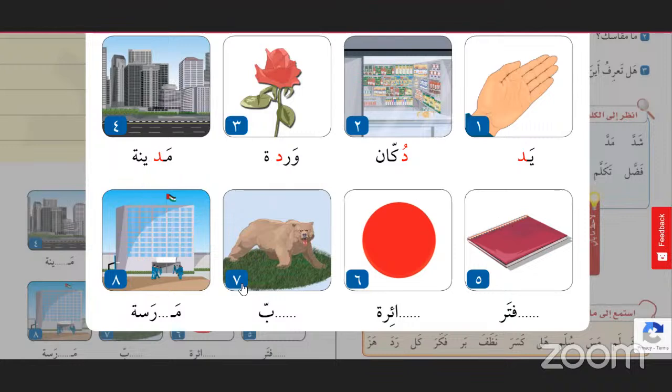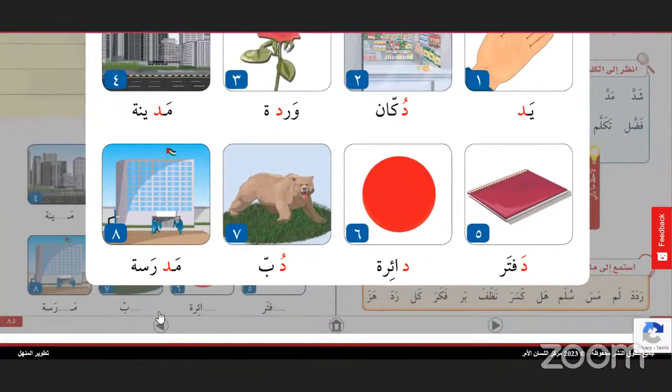Abira, are you with us today? Yes, sir. Read the second line, please. Daftar. Good. Daira. Dub. Madrasa. There's a sukoon on the dal, the alphabet dal.